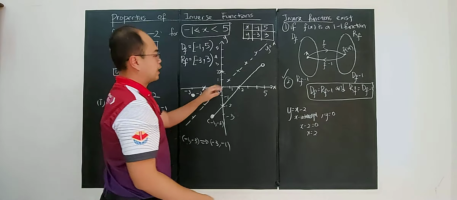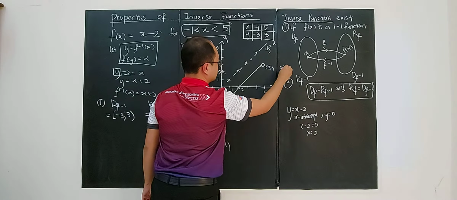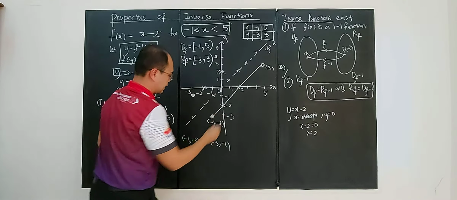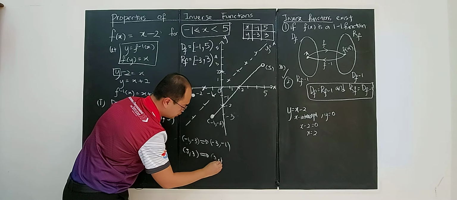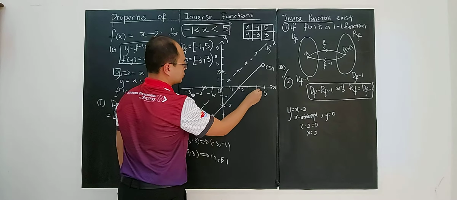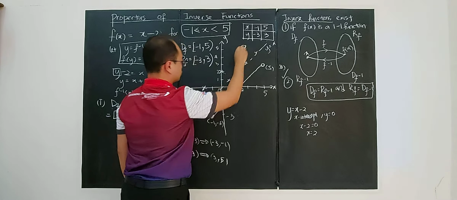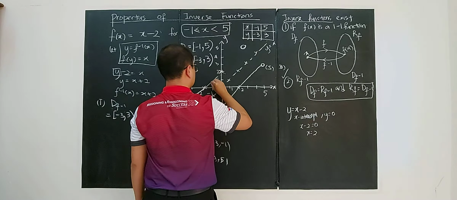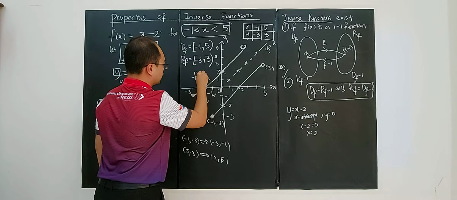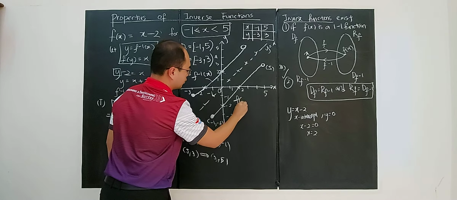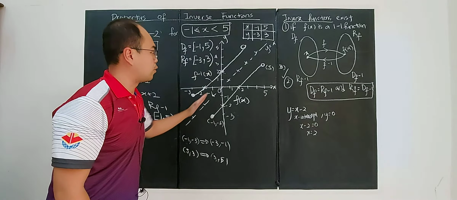And for this point, this will be 5, 3. When you reflect about the line y equals x, 5, 3 will turn into 3, 5. All right? If you sketch the graph, you can see that this is the graph for the inverse of f, and this is the graph for f of x. They are always symmetric about the line y equals x.